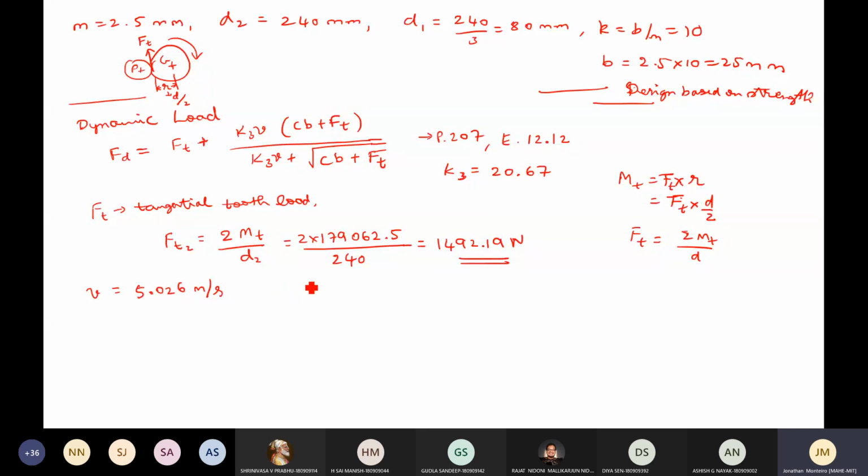Fine. Okay. B you just now calculated. B was 25 mm. So what is the only remaining part here? C.